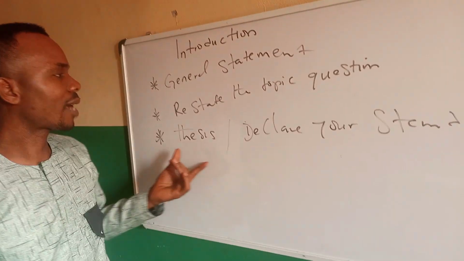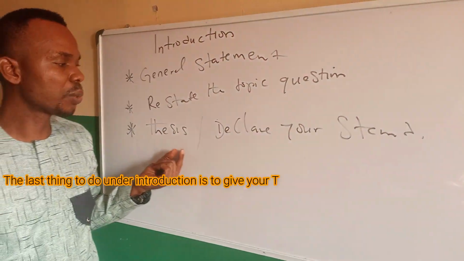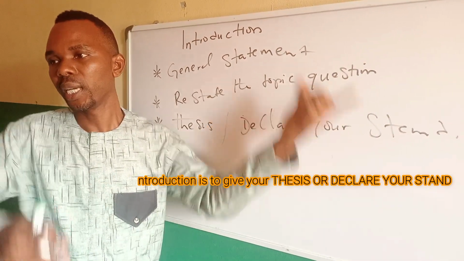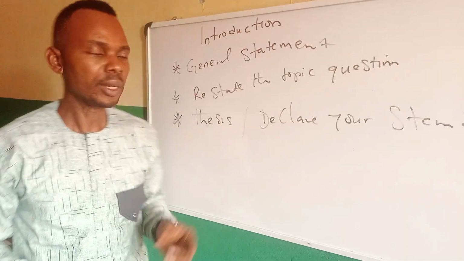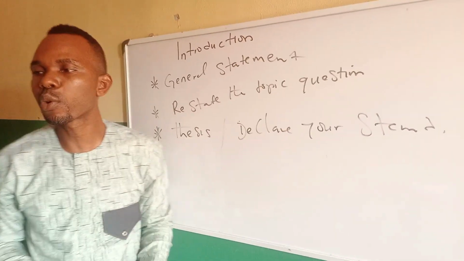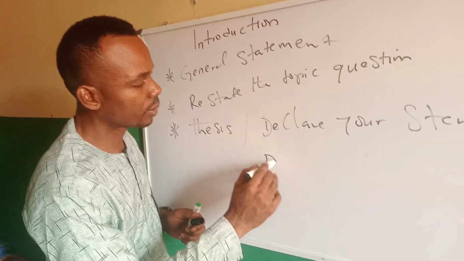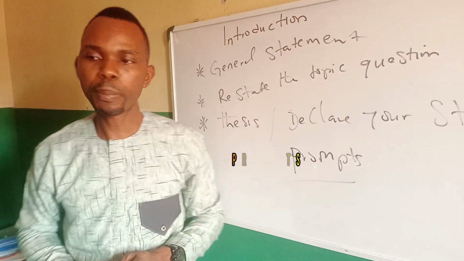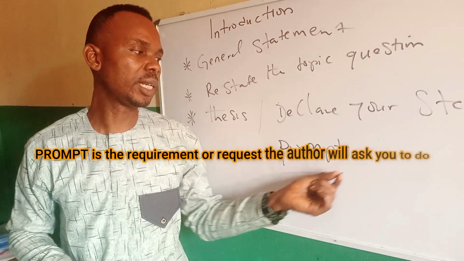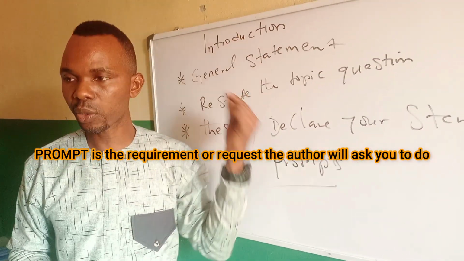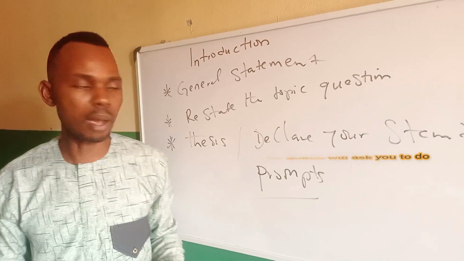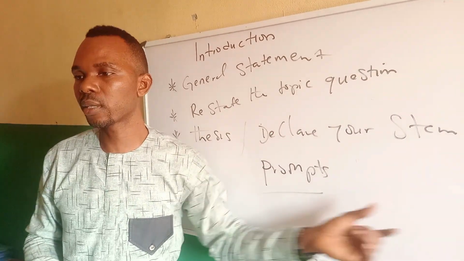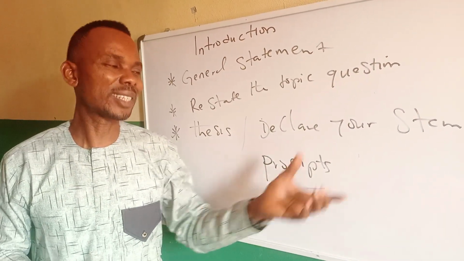All right? Then the last thing you do under the introduction is to give your thesis, or declare your stand. It's actually your position. Now, this depends on the kind of prompt. There are several prompts in IELTS Writing Task 2. A prompt is the requirement or the request that the author asks you to fulfill. For example, disagree, or discuss to what extent you agree. So that is a prompt.